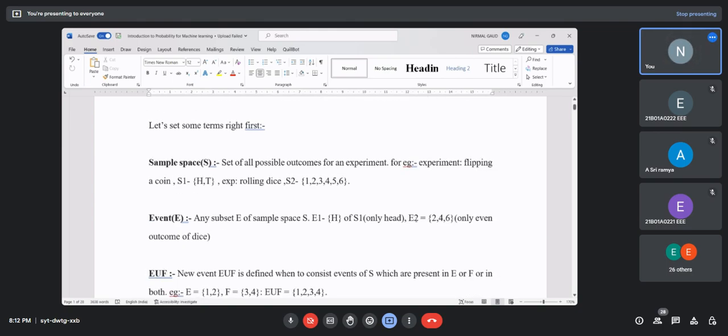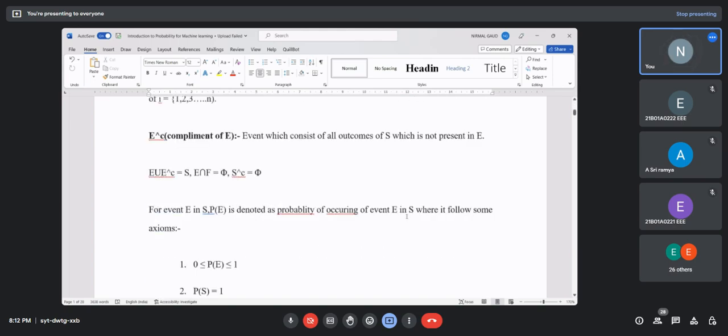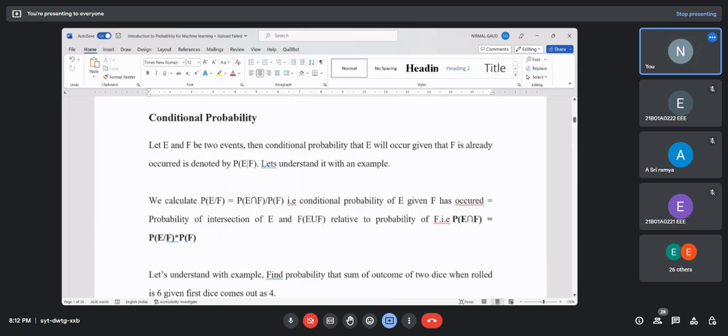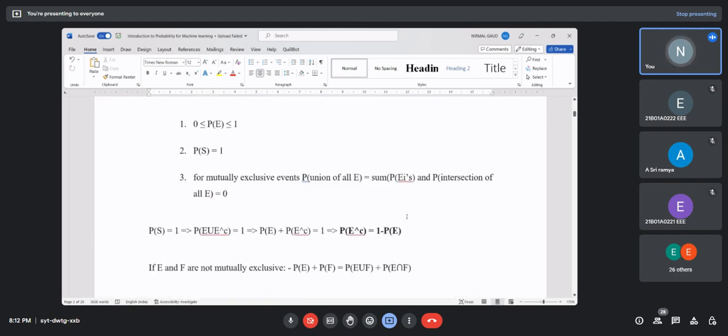Can anybody tell me what events are said to be mutually exclusive events? Before going to conditional probability, I should have asked this. Mutually exclusive events are those events that do not occur at the same time. When I toss a coin, I'm going to get either head or tail, but I am not going to get both head and tail at the same time. No, this is not possible.